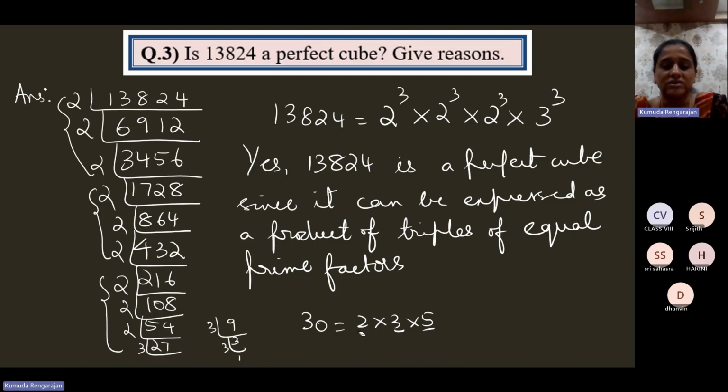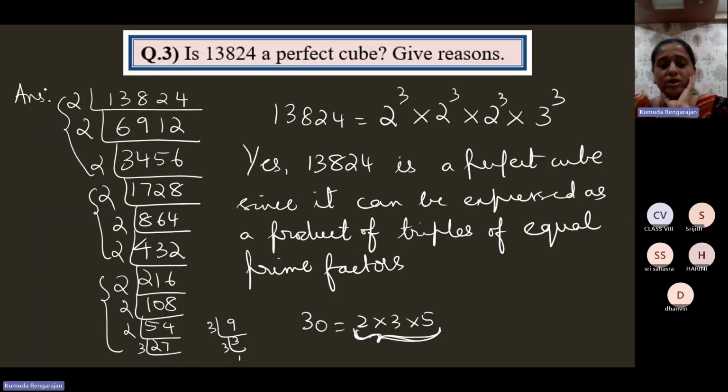See, 30 is 2 into 3 into 5. And we have a triple of prime factors here. Triple is 3. A set of 3 is a triple. A set of 2 is a pair. A set of 3 is a triple. So this is a triple.